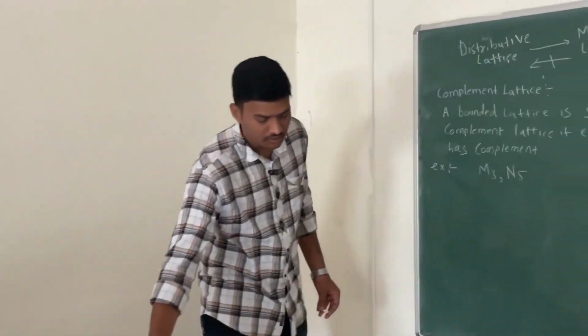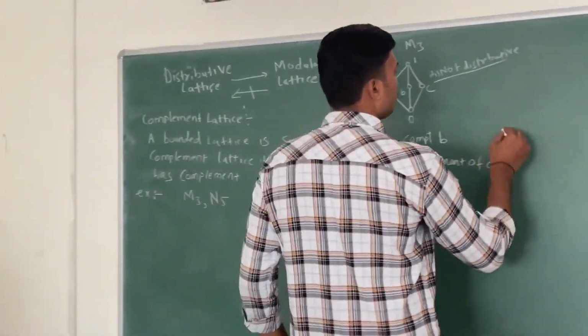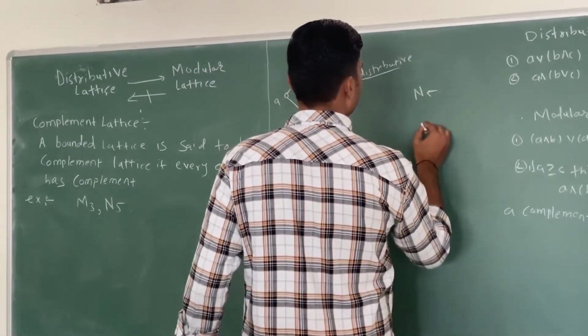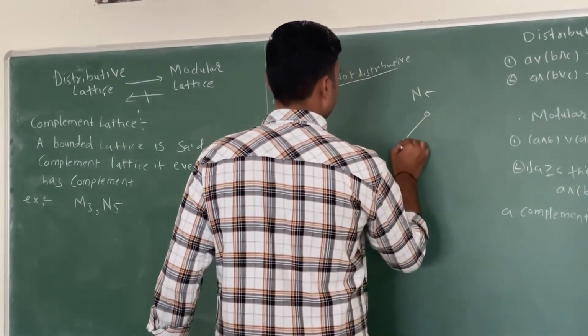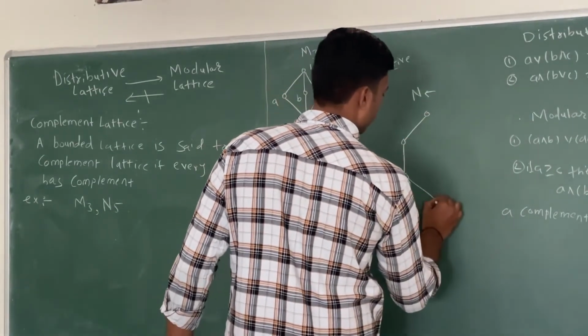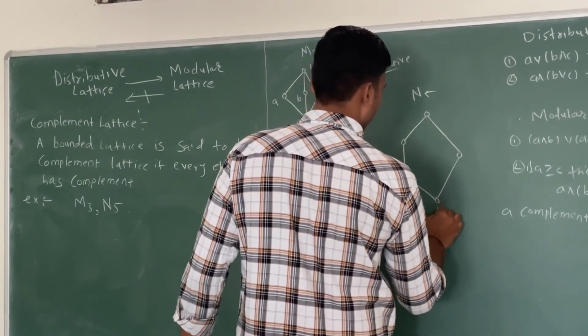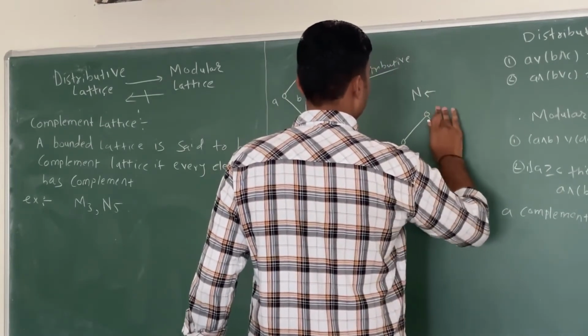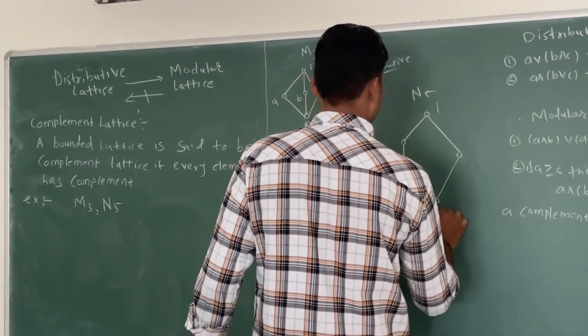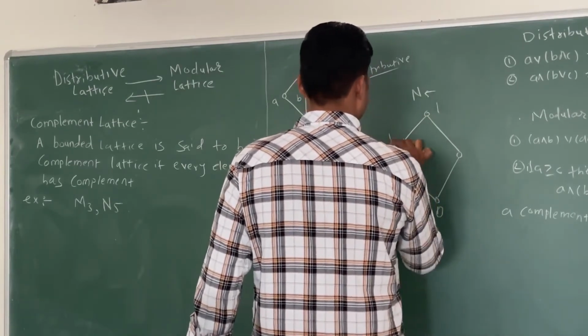Now we will discuss the De Morgan's law for distributive and modular lattice. N5, can you draw N5 here? Yes. This side? So, for a complement lattice, you don't require that it should be distributive or it should be modular like that. Is that clear?